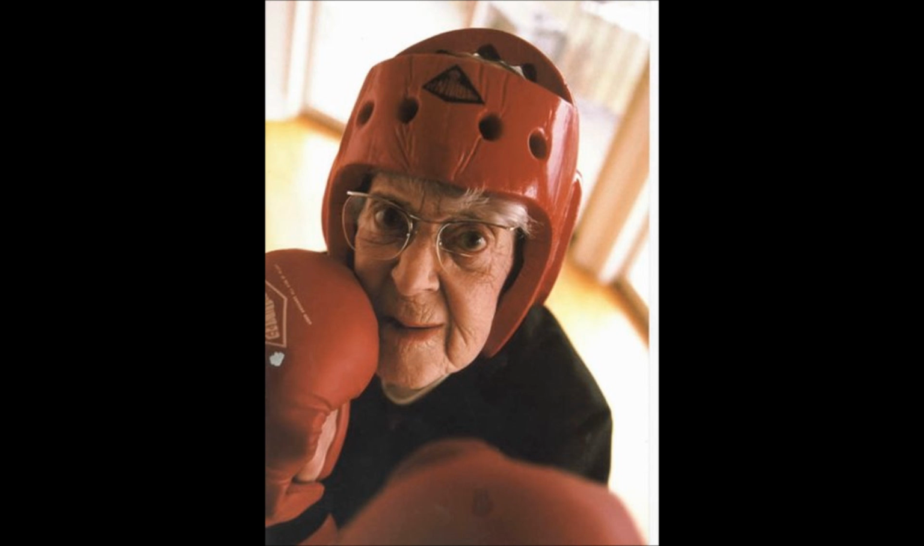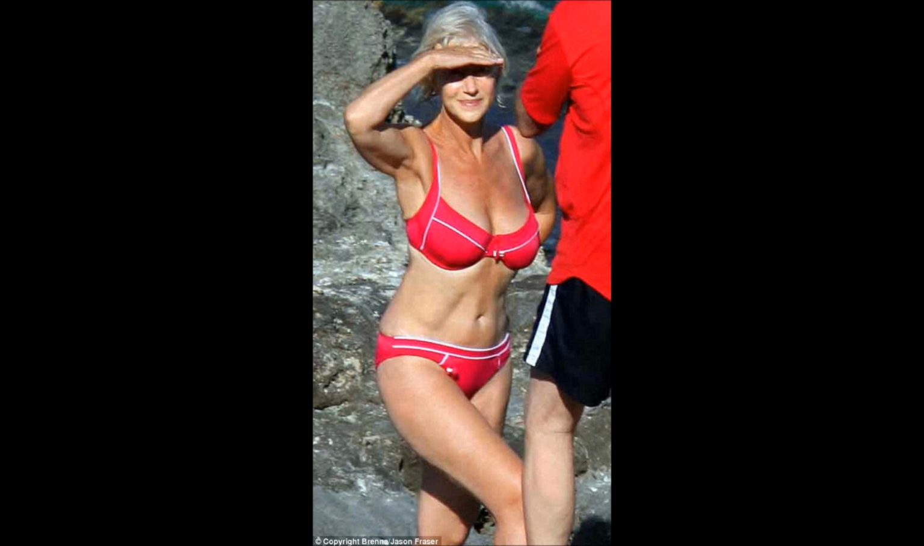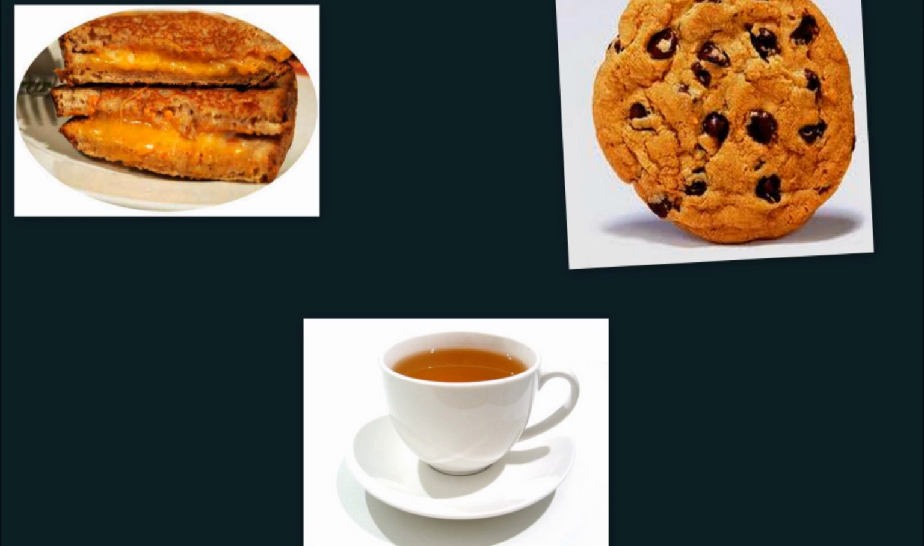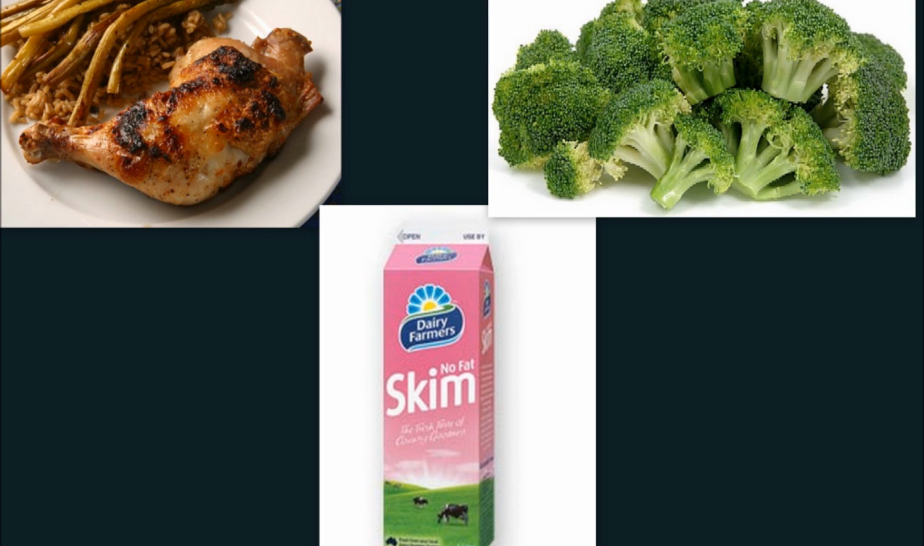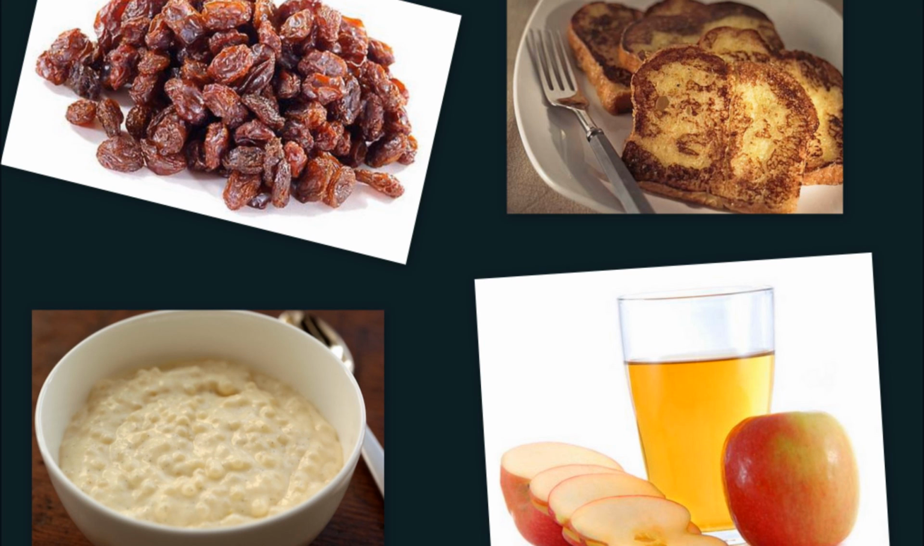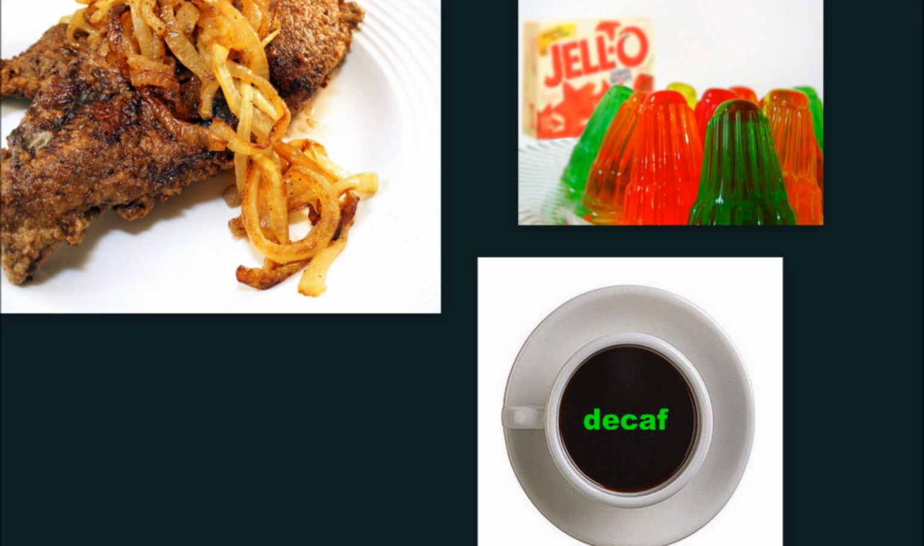A 72-year-old woman is brought to the clinic by her daughter, who reports that her mother is not eating well but is otherwise healthy. The patient is not taking any medications. The nurse determines that which of the following meals is the best choice for this patient's nutritional needs. Number 1, grilled cheese sandwich, cookie, tea. Number 2, broiled chicken, broccoli, skim milk. Number 3, raisin toast, tapioca pudding, apple juice. Number 4, liver and onions, decaffeinated coffee, and then jello.